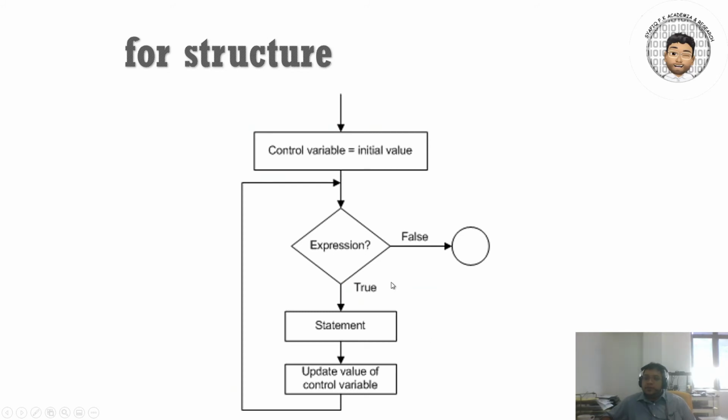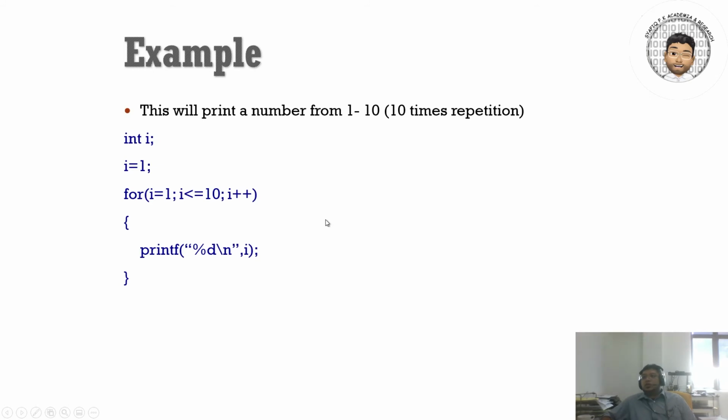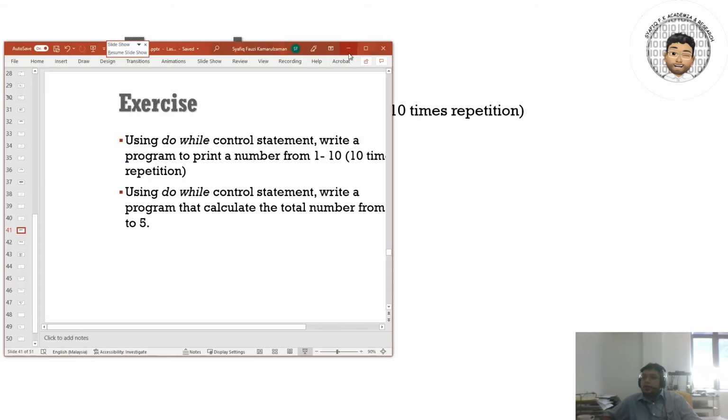I'll go directly to the algorithm first. So you have the initial value. And then you have the condition. And then you have the statement. And then you update the control value. And then based on the control value, you create the expression. So what is the control value actually? For example, here you have integer i. i is equal 1. For i is less than 10, i plus plus. So printf the i. So here you are conditioning a code. Let's go directly to the codes.